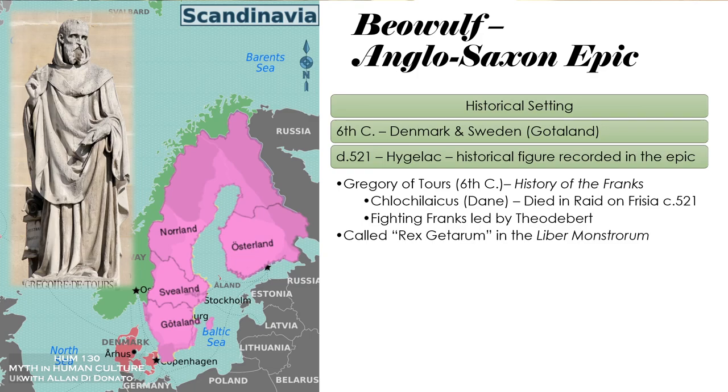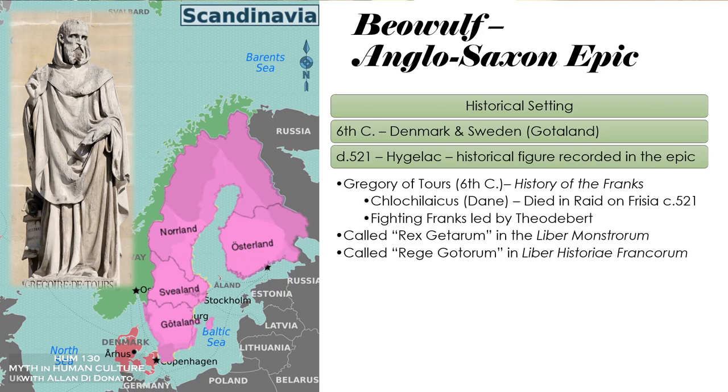And we have another document, from the 7th century, another document from the 8th century called the Liber Historiae Francorum, which mentions him as the Rege Gotorum. So very similar, but you're clearly talking about this territory of Gotland, the Geats, and obviously in the story of Beowulf, Hygelac is the king of the Geats.